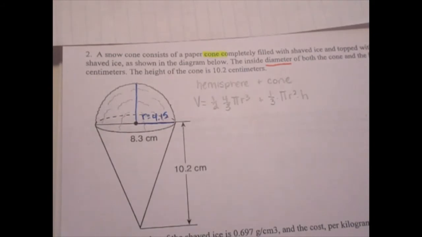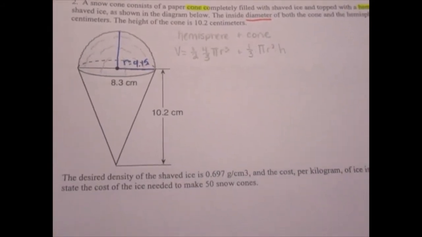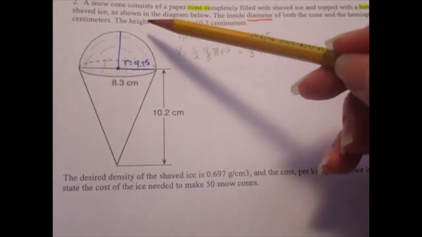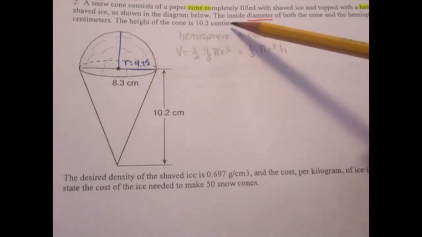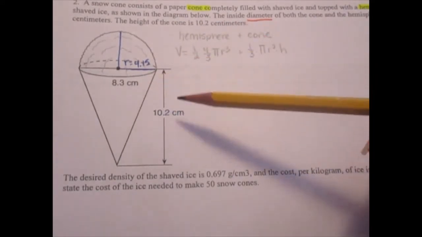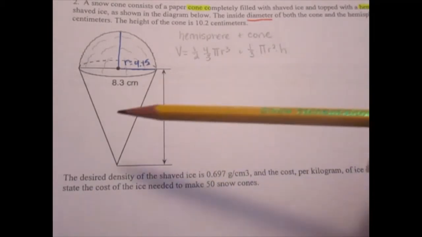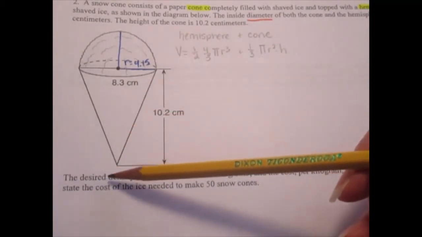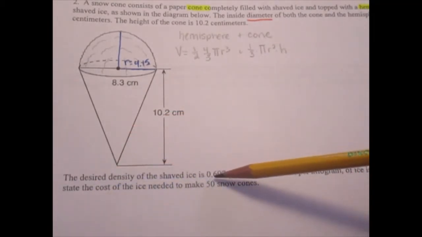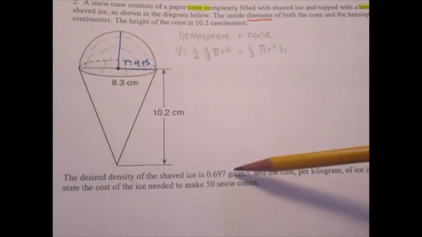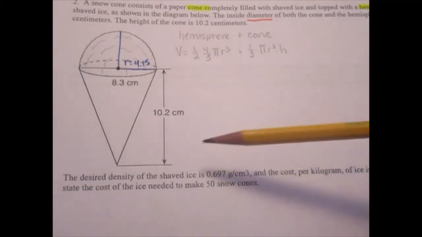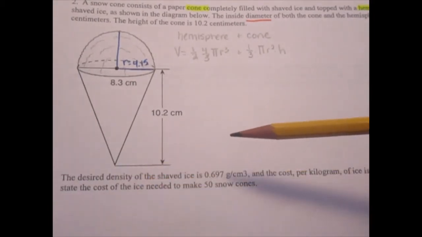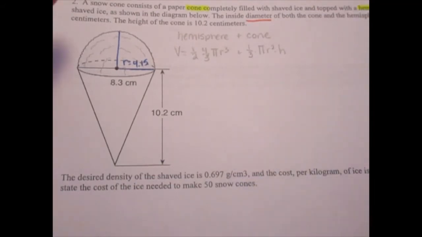So if you had read ahead, which I didn't do yet, let me just go through the rest of the problem with you. It tells us the height of the cone is 10.2 centimeters, so we're good. We're centimeters and centimeters. And then down here is where it starts getting squirrely. The desired density of the shaved ice is 0.697 grams per centimeters cubed. Okay, not too bad. And so now it's a density problem as well as a conjoined volume problem.